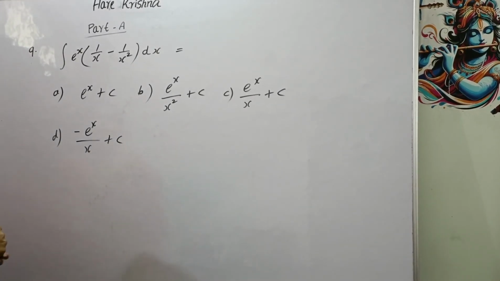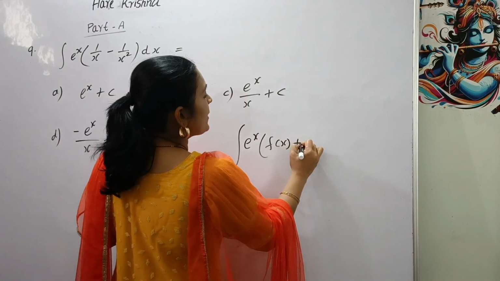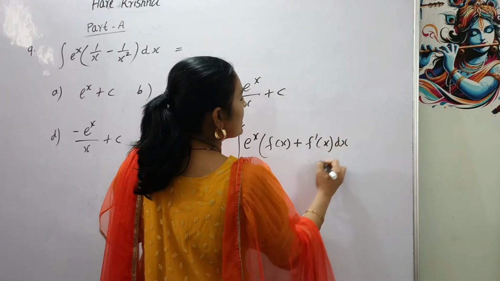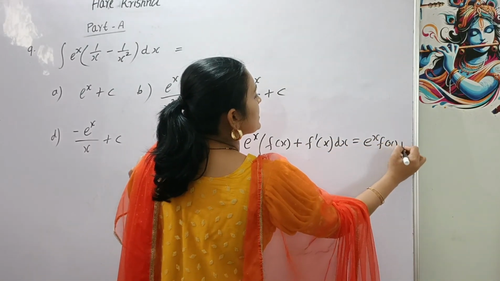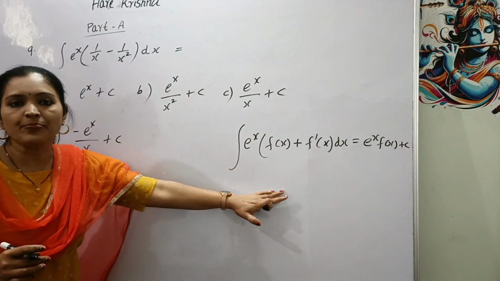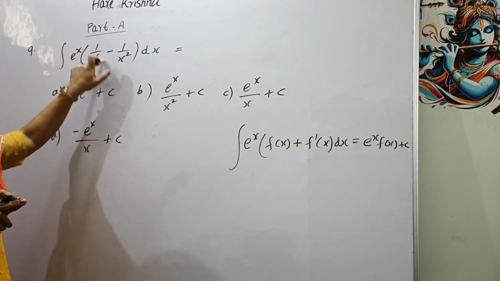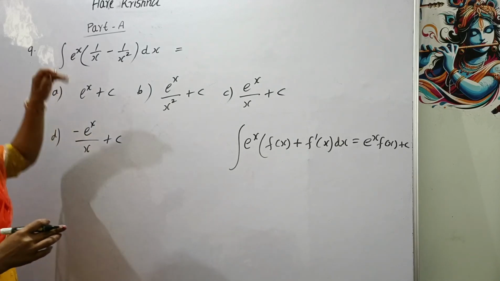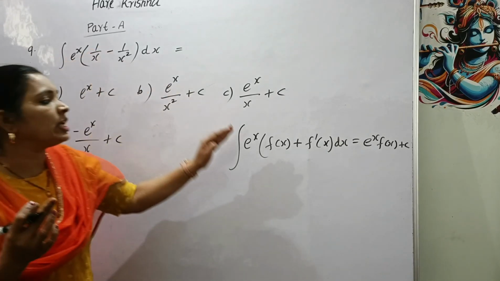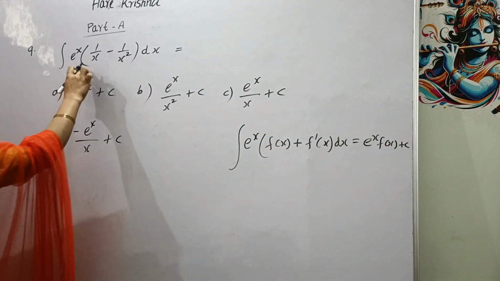Integral e raised to x into 1 by x minus 1 by x square dx is equal to dash. See here, we have a formula: integral e raised to x into f of x plus f dash of x dx is equal to e raised to x into f of x plus c. On seeing this, we can understand it is in the form of this integral, right? That is e raised to x into, we know that derivative of 1 by x is minus 1 by x square, right? So this integrand is in the form of e raised to x into f of x plus f dash of x, right? Therefore, the answer is, here what is f of x?